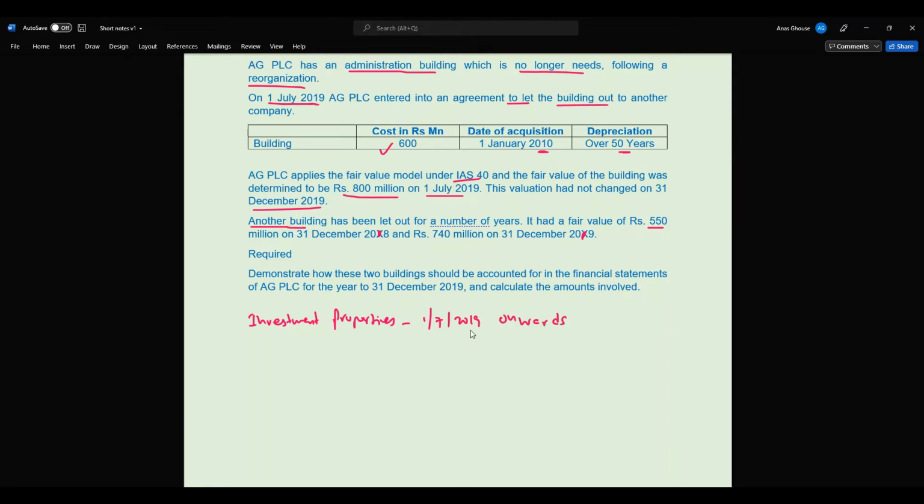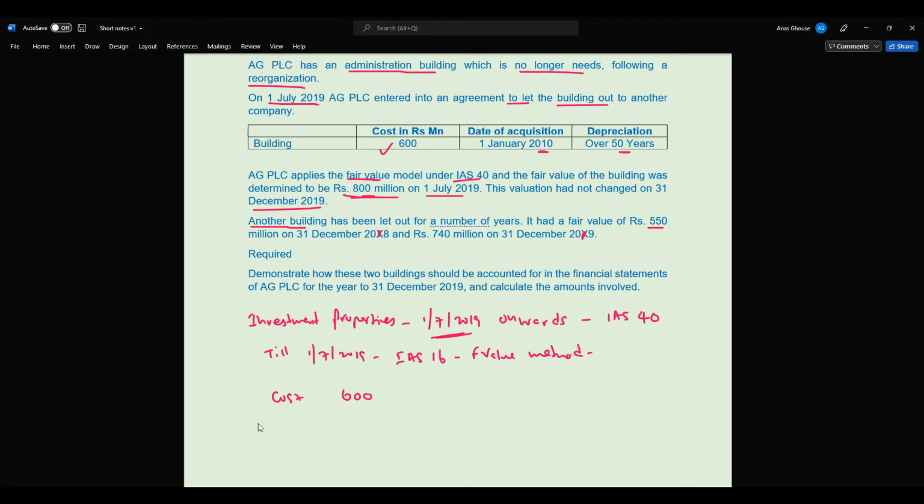Till 1st July 2019, the applicable standard is IAS 16, so you need to apply the fair value method. The cost of the building is 600 million, and the fair value of the building was 800 million as of 1st July 2019.